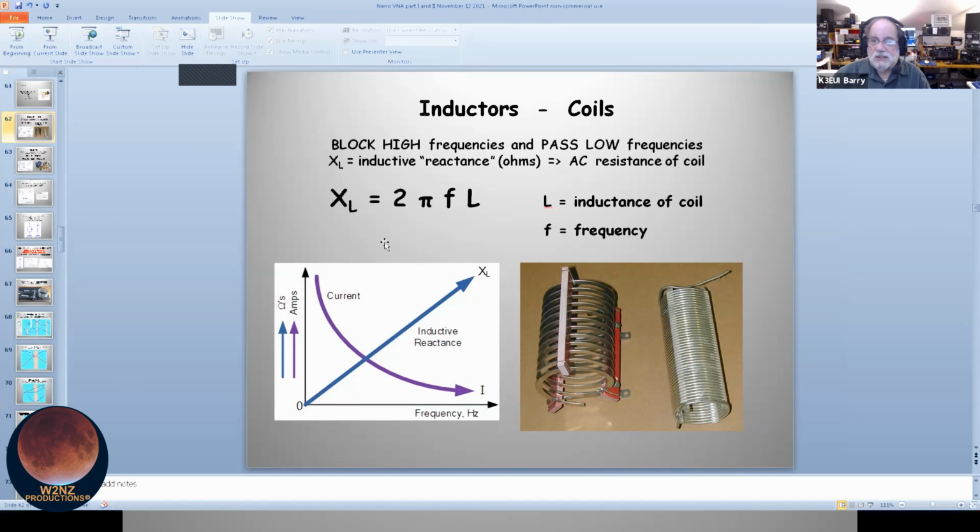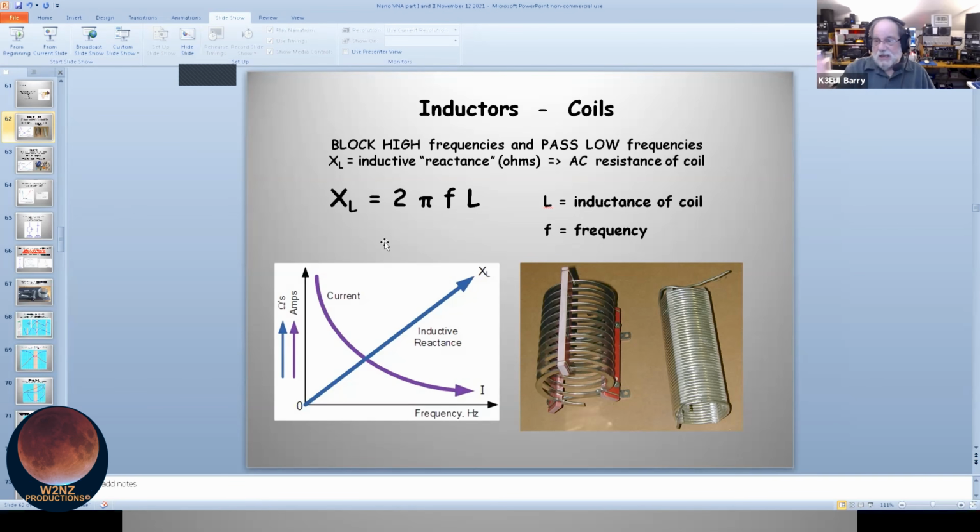So I used to tell students I taught this, you might try this. Hold one finger up and wag it as fast as you can. That's pretty easy. Now wag from your wrist. That's harder. Now wag from your elbow. That's really hard. Now wag from your shoulder. That aches. That's like inductance. More inductance means there's more resistance to having the current change fast.